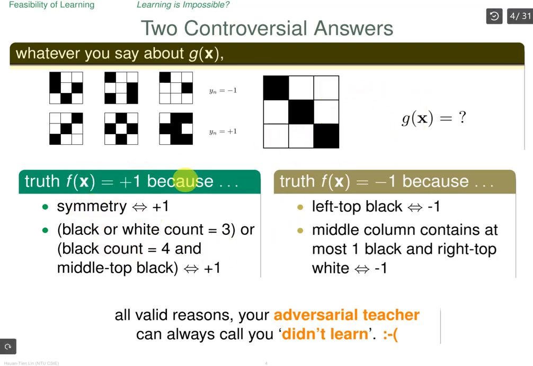All of these reasons are valid. However, your adversarial teacher can always say you didn't learn.